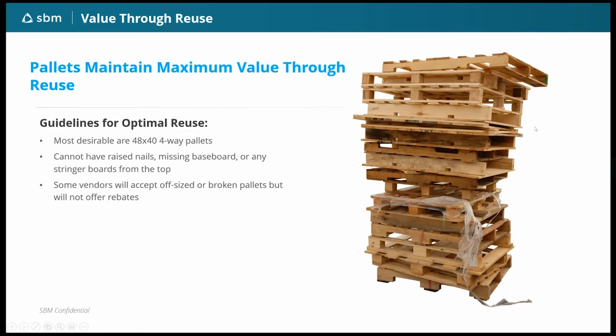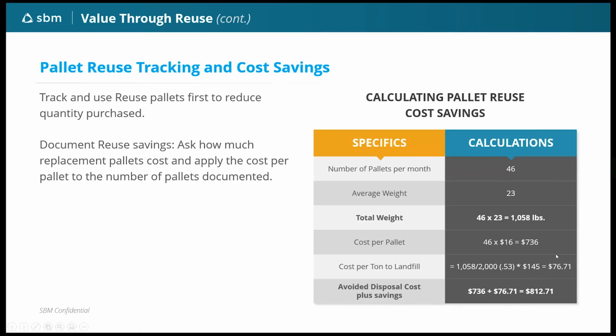And then some vendors will accept off sizes and broken pallets, but may not offer a rebate if you're running them through the program. A critical part of this is about safety. This is about ensuring that what you give for reuse is of quality material so that they don't say, oh, this is sort of broken, I'm not going to reuse these. And then you've got a stack of pallets and you've gone through the efforts without the value of reusing them.